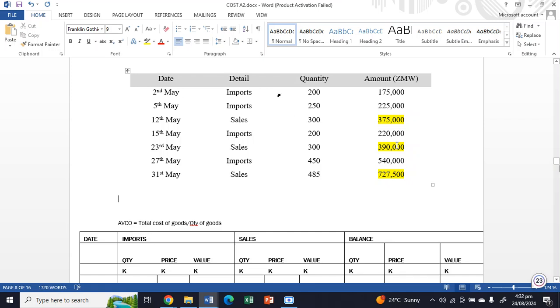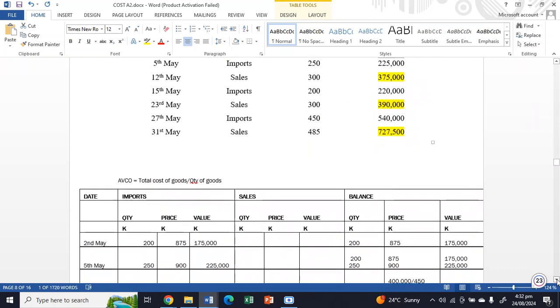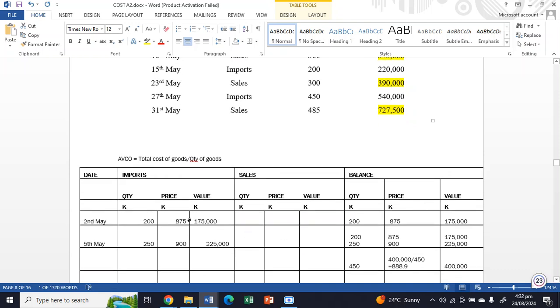2nd May, we bought 200 goods and we paid a total of 175,000. Find out how much did each of these solar panels cost. Each cost 875 kwacha. You record this on your balance section: 200 valued at 875, total value that we paid 175,000 kwacha.